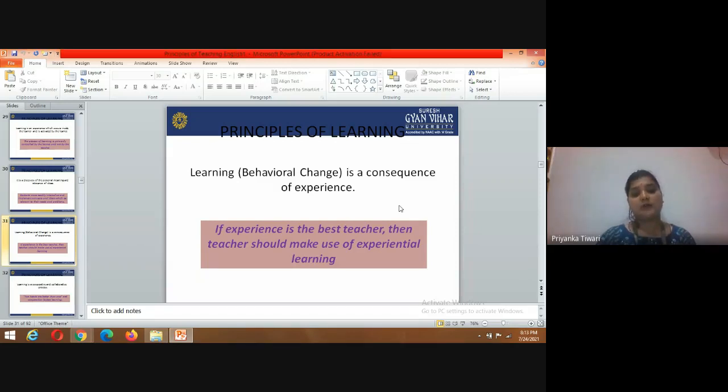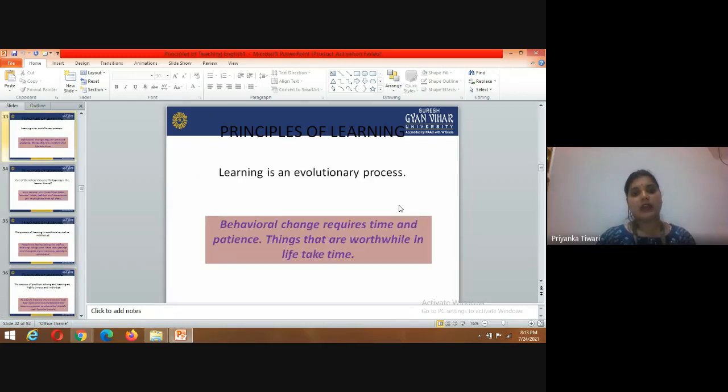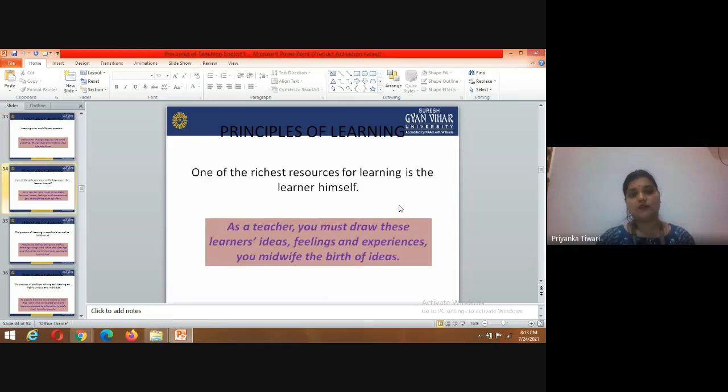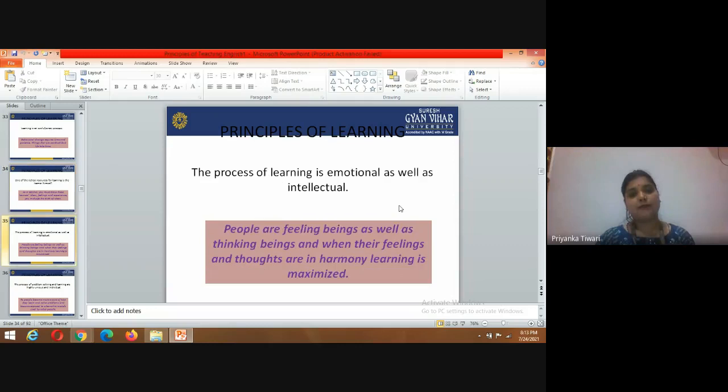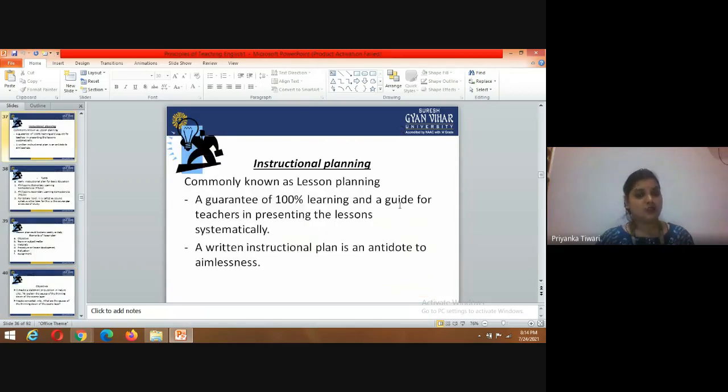if experience is the best teacher, then teachers should make use of experiential learning. So learning is a cooperative and collaborative process, and learning is an evolutionary process, and one of the richest resources for learning is the learner himself. So then, the process of learning is emotional as well as intellectual, and the process of problem solving and learning are highly unique and individual.